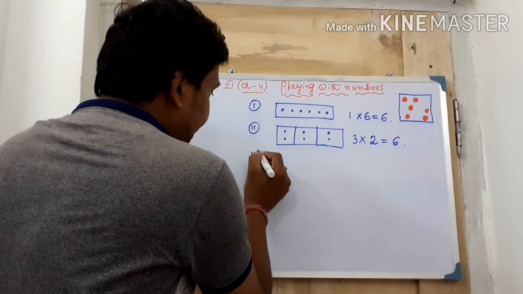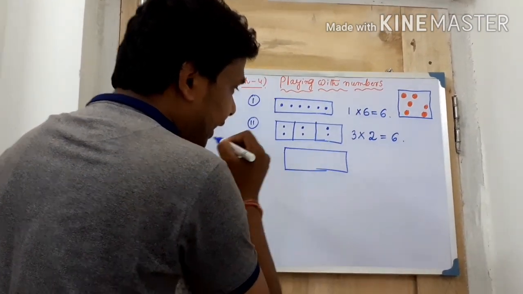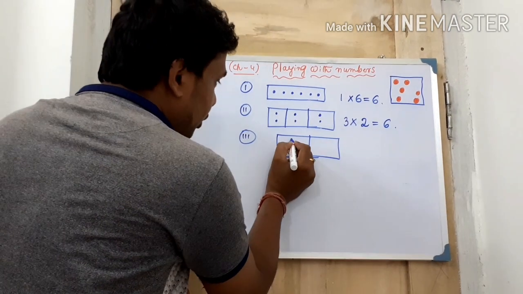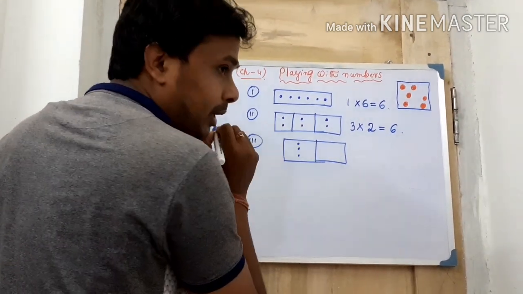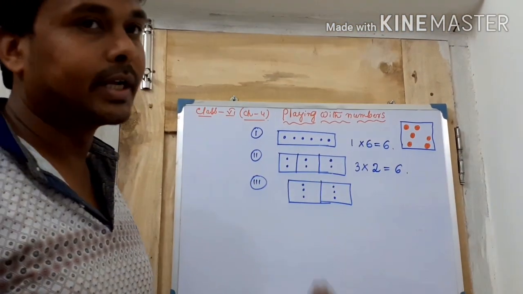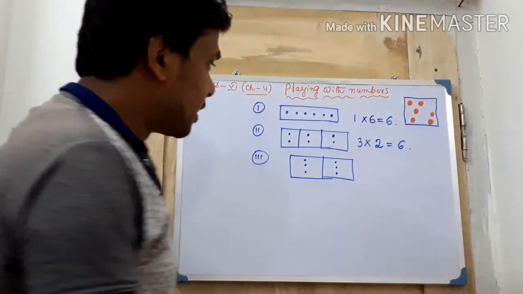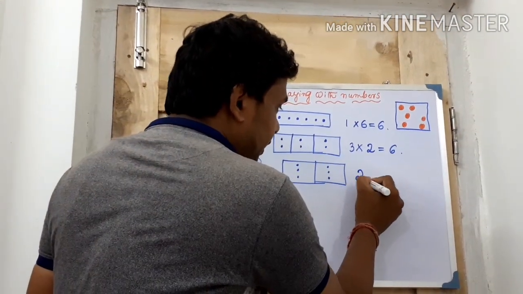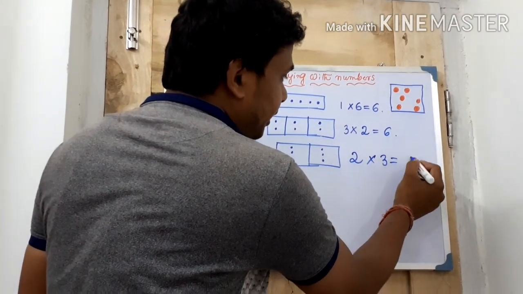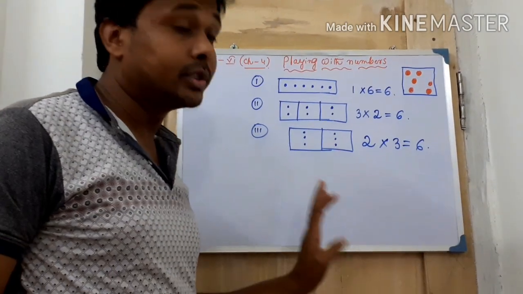Next example, next type of thing. Suppose I am making a different arrangement. Here I will make only 2 rows. In these 2 rows, 1, 2, 3 marbles are kept and 1, 2, 3 marbles are kept in the second one. So the number of rows is how many? 2 rows are there. So the number of rows is equal to 2 and the number of marbles is equal to 3 here. So the total number of marbles we get from here is equal to 6.